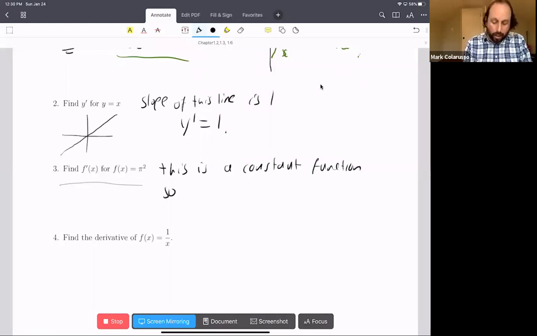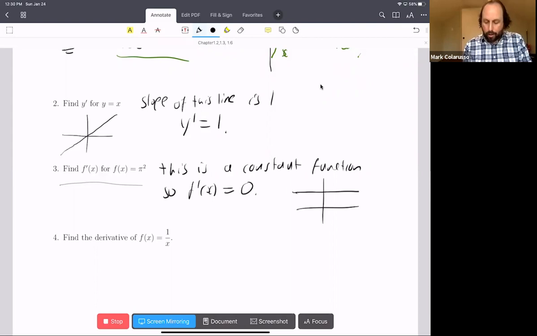So f prime of x is 0. The slope is 0 no matter where you are, because pi squared is something like 9.9 or so, and so it's just a flat line. Slope is 0 no matter where you are.